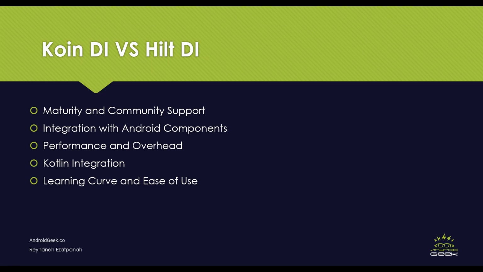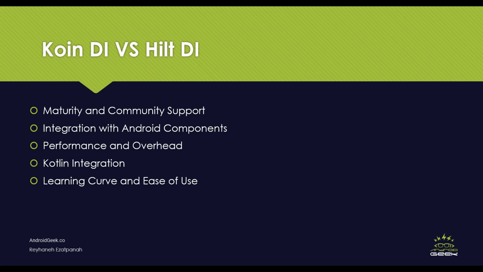Let's compare Koin dependency injection with Hilt. The first point to compare these dependency frameworks is maturity and community support. Hilt dependency injection has the advantage of being an officially supported library by Google. It benefits from the frequent update, strong community support, and extensive documentation.